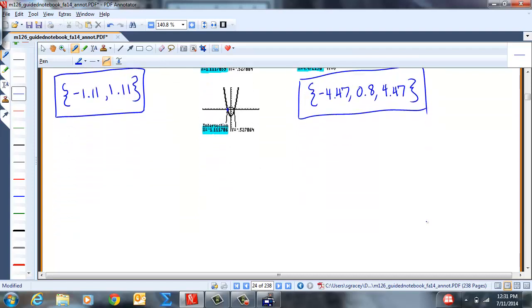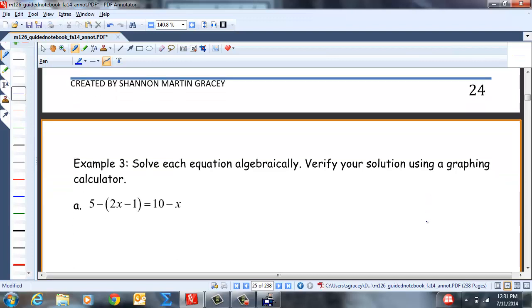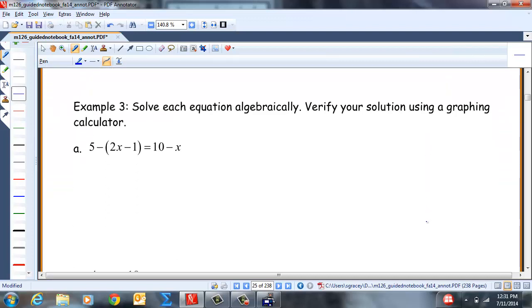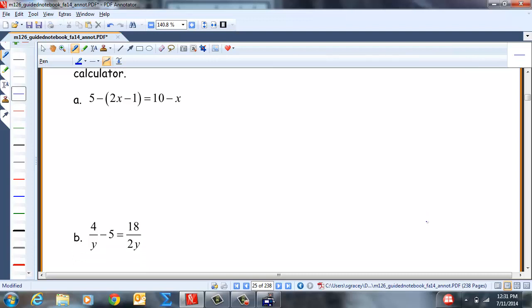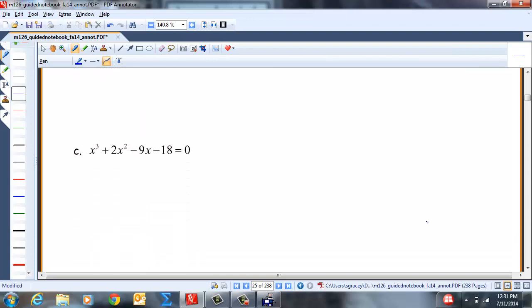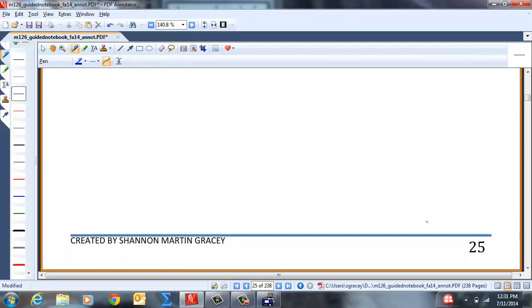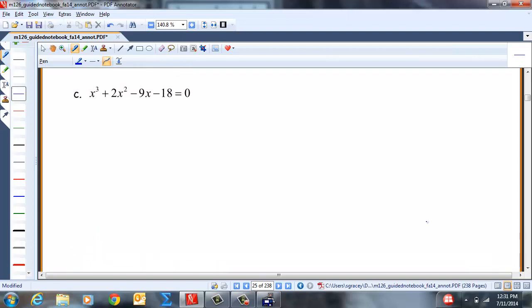All right, so the next series of examples basically ask you to solve each equation algebraically and then verify your solution using a graphing calculator. So you can pick whichever method on the graphing calculator that you want to use, whatever is easier.